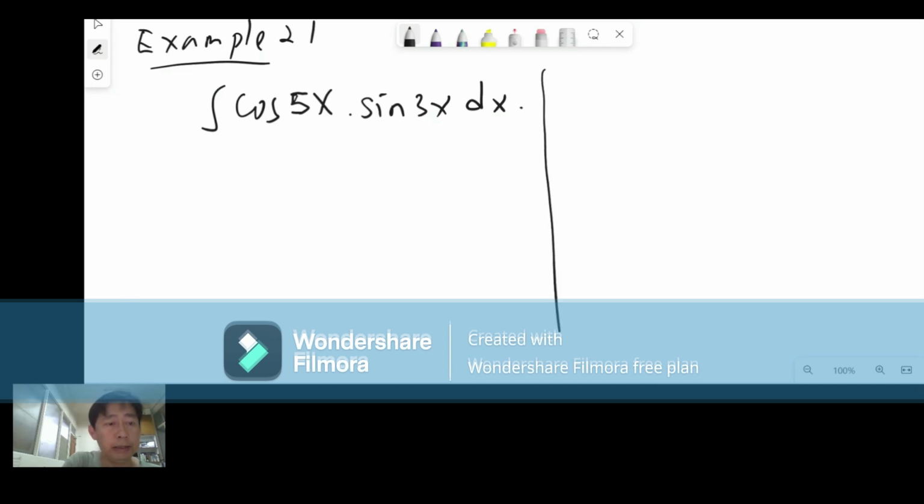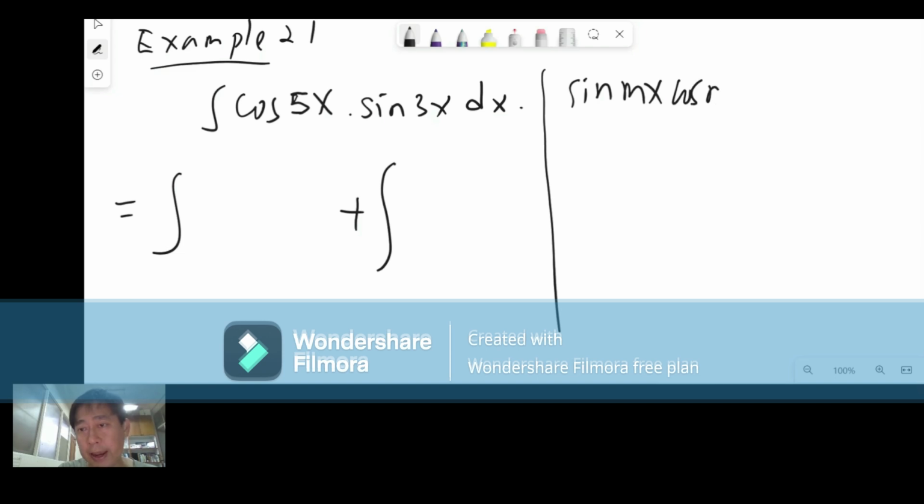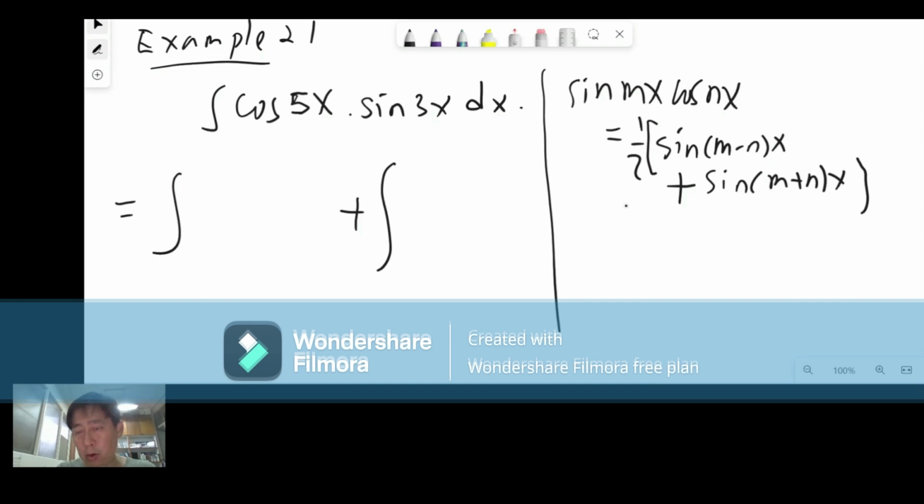So the trick here is to convert this into two independent integrations that involve only sine or cos functions. The conversion from the product of two trigonometric functions into two sine or cos functions could be obtained through the identity of sine mx cos nx equals half of sine (m minus n)x plus sine (m plus n)x, where m and n are two integers.